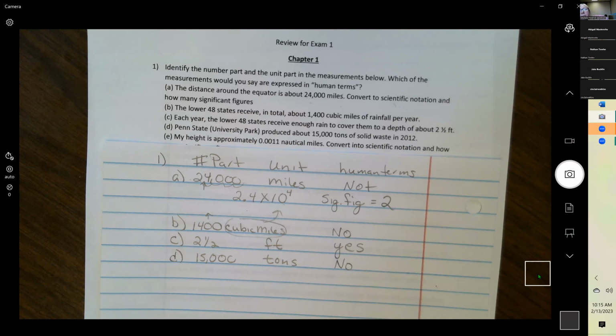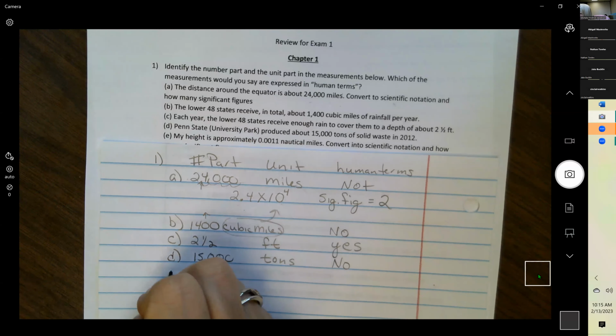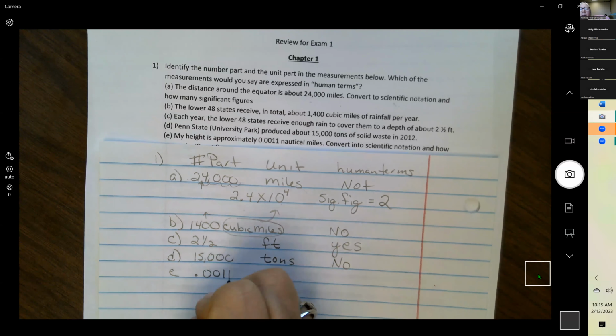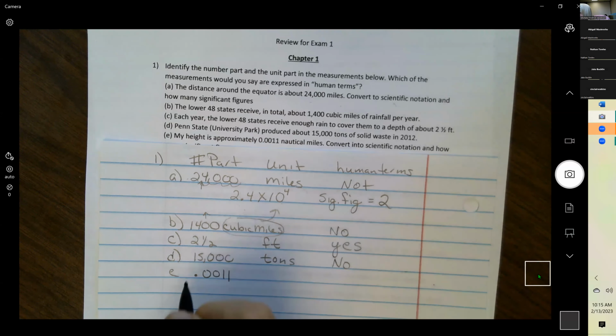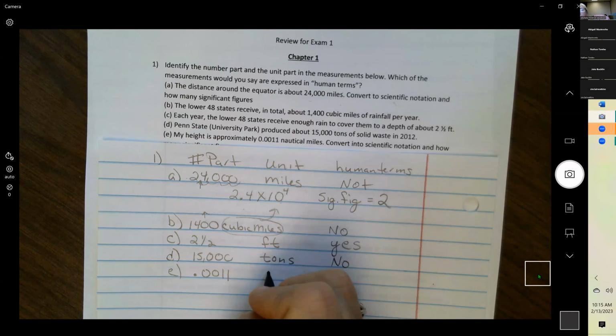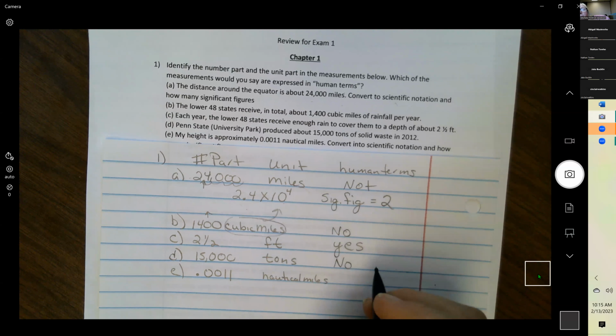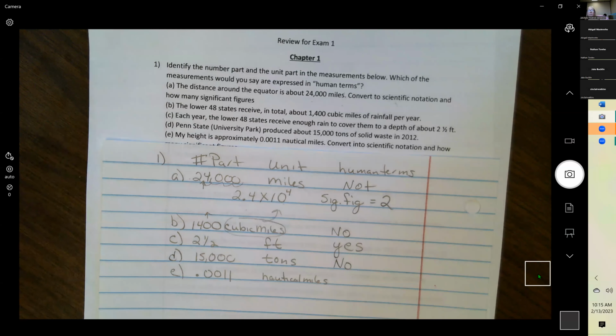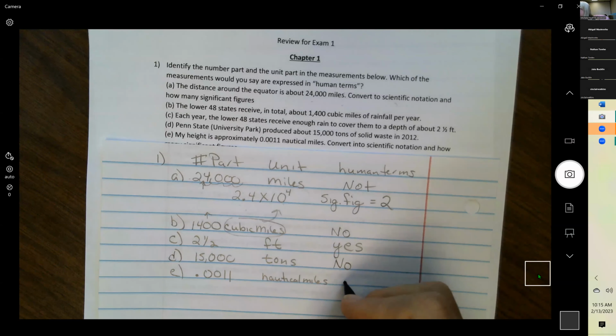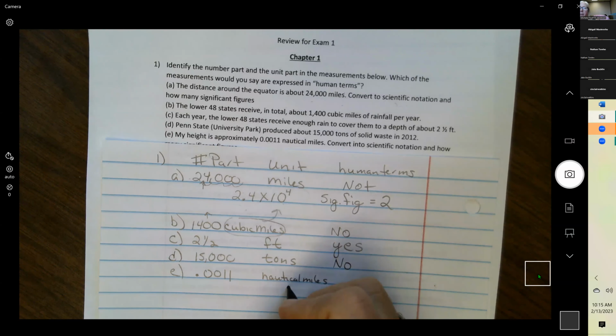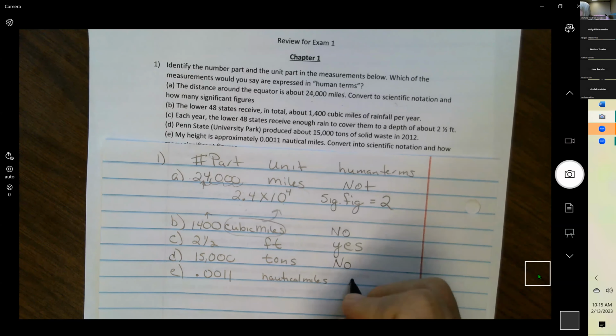My height is approximately 0.0011. Very small. Nautical miles. Is that in human terms? It's a little too small. And nautical miles is a little too big. No.